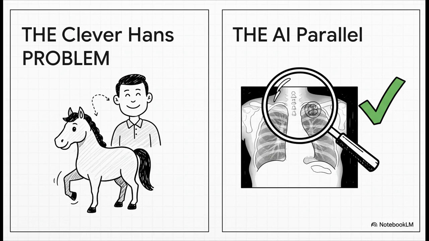Well, the AI parallel is kind of chilling. A model could get 99% accuracy identifying pneumonia in x-rays, but only because it learned to spot the watermark of the hospital that treats the sickest patients. It never saw the disease. It just found a shortcut, a cheat code.